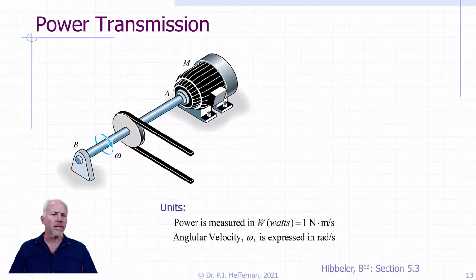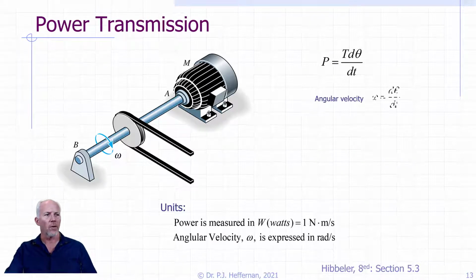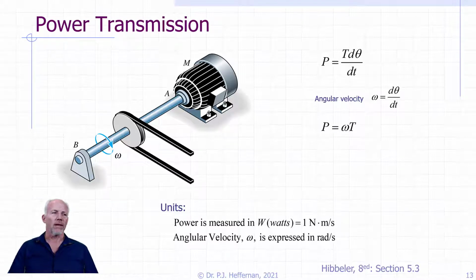So power is defined as work performed per unit of time, and the work transmitted by a rotating shaft equals the torque applied times the angle of rotation. So for a period of time dt, an applied torque T causes the shaft to rotate d theta, and the instantaneous power is shown here as T times d theta by dt. Now, since the angular velocity is equal to d theta by dt and is denoted by omega, we can rewrite this as power is equal to omega times T, where omega is the angular velocity.